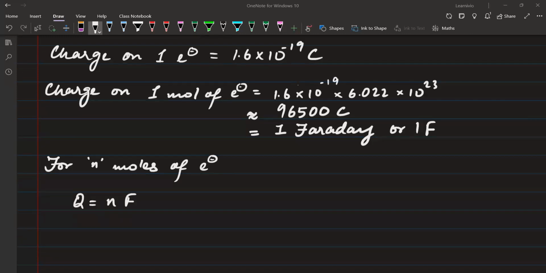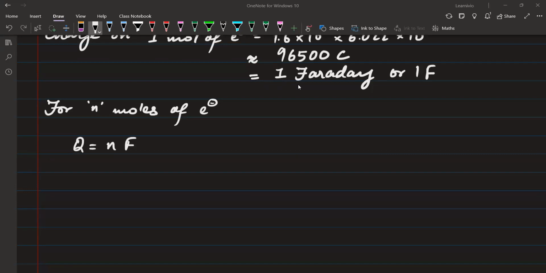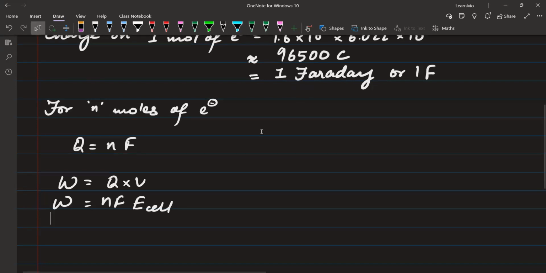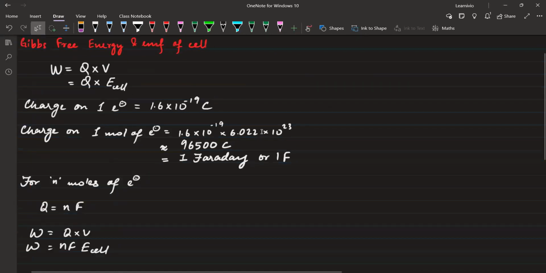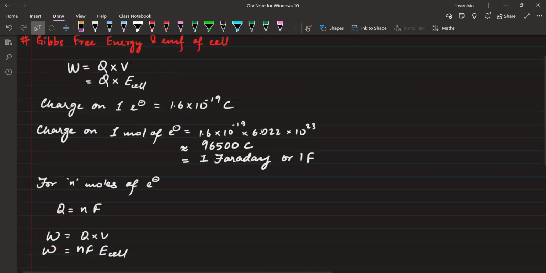Okay. So we can further write our W, it was equal to Q into V. So Q is equal to nF. Voltage will be equal to E cell. Now we have got a formula W is equal to nF E cell. I hope you understood till here. Can you please copy this down? Then I will explain further, and we will try to involve Gibbs free energy here.